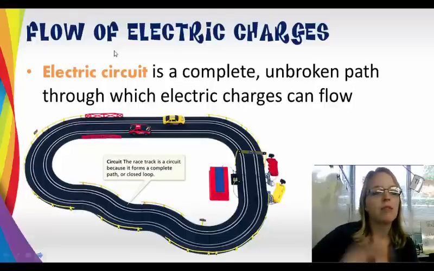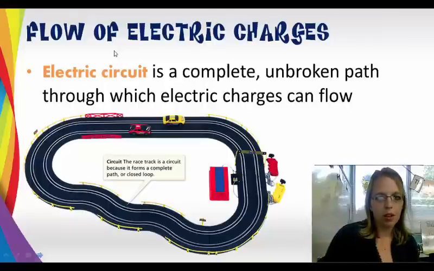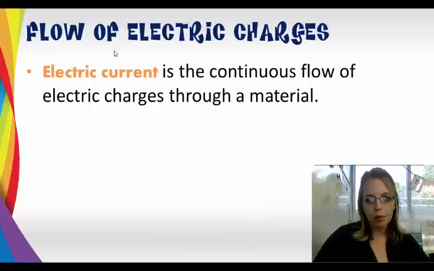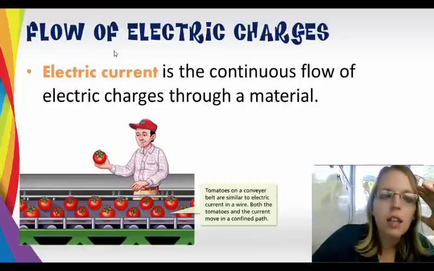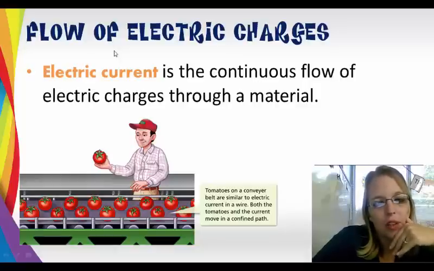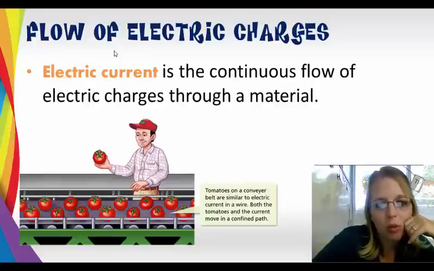Current is very similar to the river's current. In the river, the current is how fast the water's going down the river. So in a circuit, current is how fast the electrons flow through a material, or in the definition, electric charges. But we know that really is electrons. So it's the continuous flow of electric charges through a material.